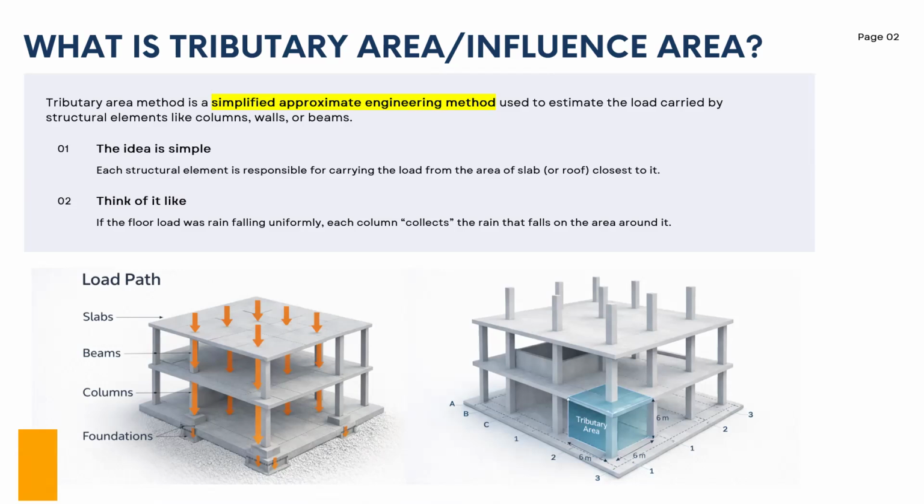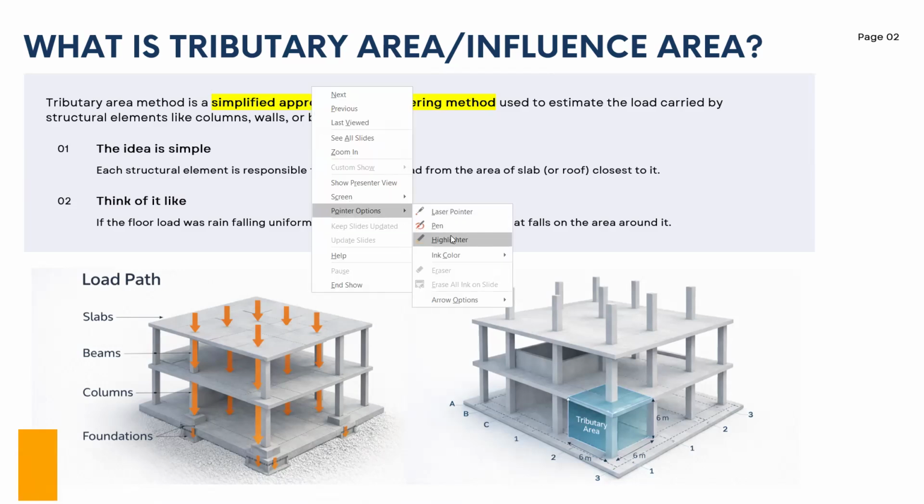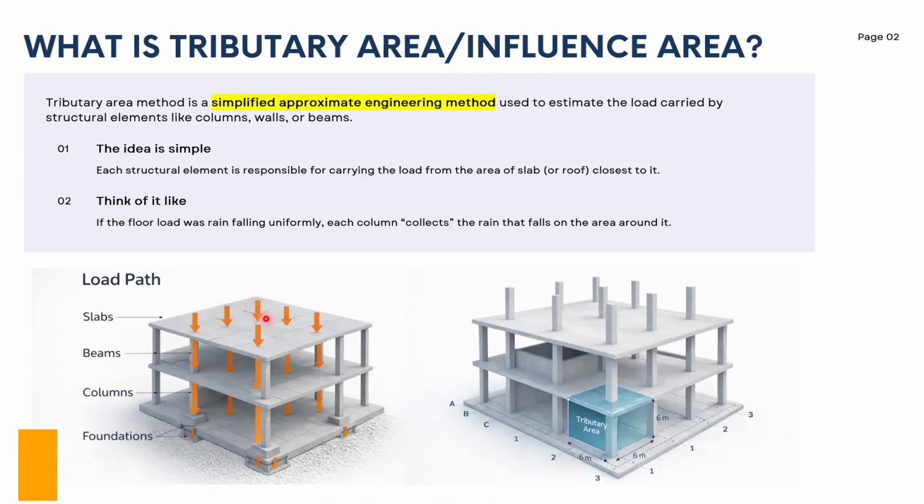So the idea of it is simple. As we can see in this picture here, this is the load path in buildings and structures. It goes from slabs to beams to columns and then to foundation. But what portion of the load is carried by each column? So if I have a grid of columns, what portion of the load will be going to each column? So we can think of it like if the floor load, for example, was rain falling uniformly. Each column collects the rain that falls on the area around it.